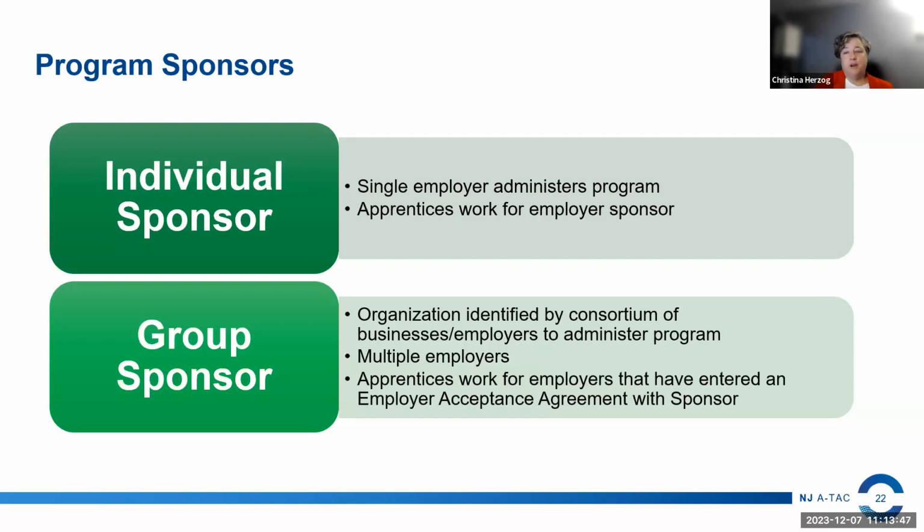A common example of a group sponsor would be a labor organization, such as the Northeast Carpenters Apprenticeship Training and Educational Fund, which oversees apprentice training for union carpentry employers throughout New Jersey. NCATF provides employers that have signed an employer acceptance agreement with apprentices that receive on-the-job learning and mentorship.